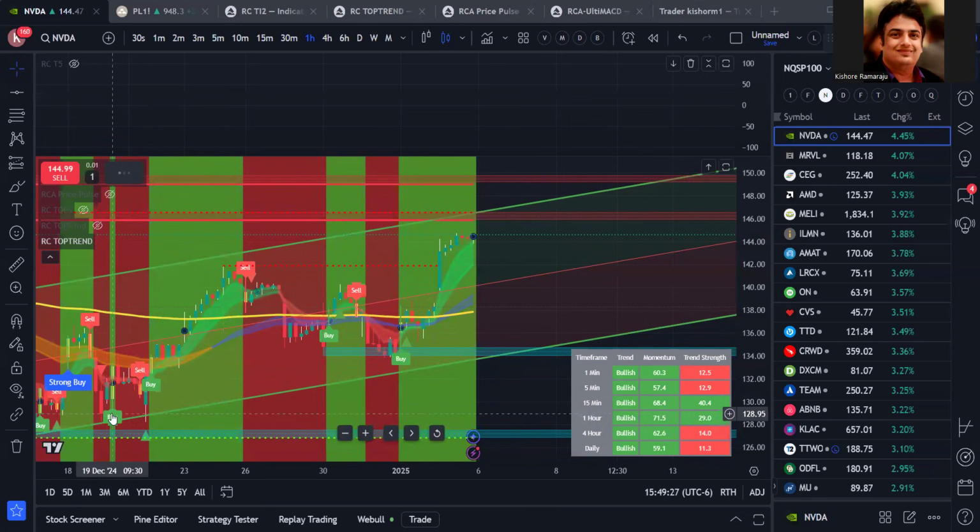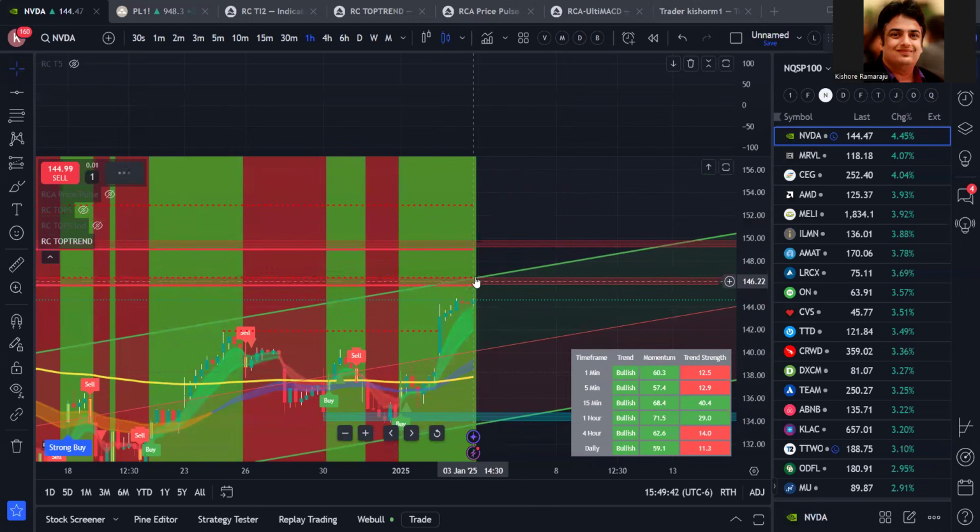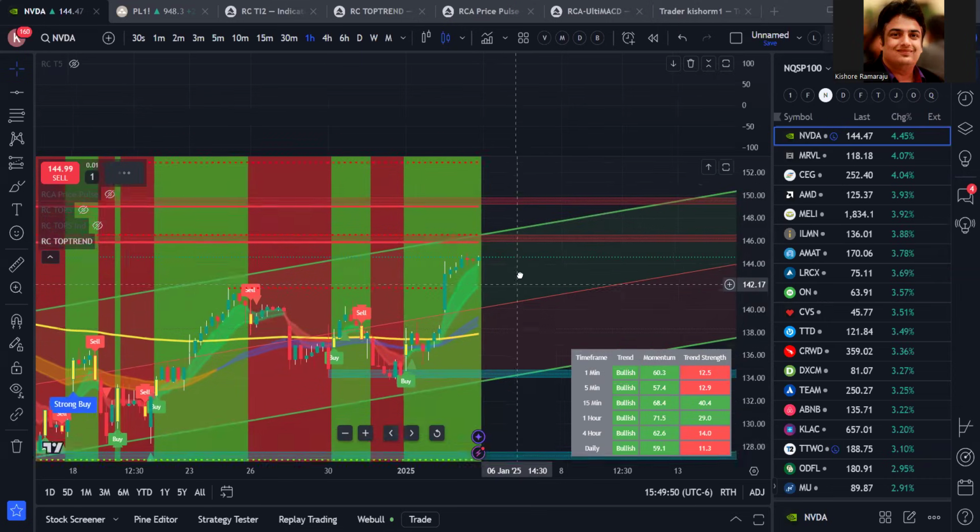Right here, you got a buy. It went up, small drop. Again, it went all the way up. Then again, it came down. There was a support. You got a buy signal. You got a sell, but it is a small sell. Again, you got a buy. It went all the way up. So tomorrow there might be a small pullback here, and then again it may go all the way to 148, 149, and then there might be a big drop.